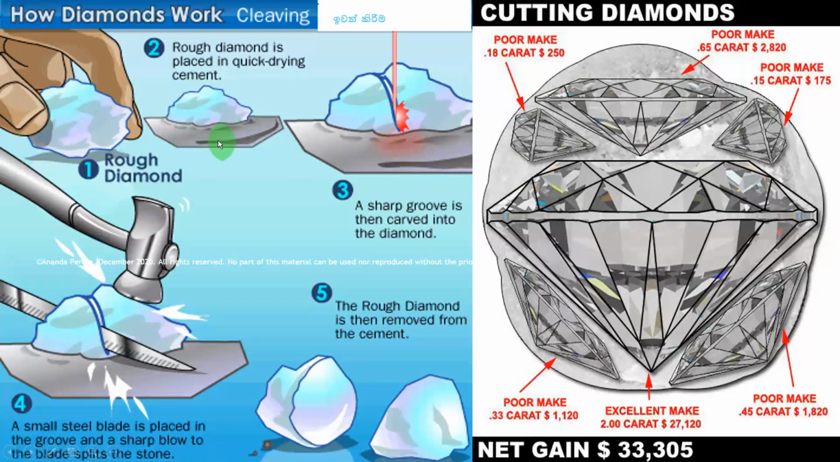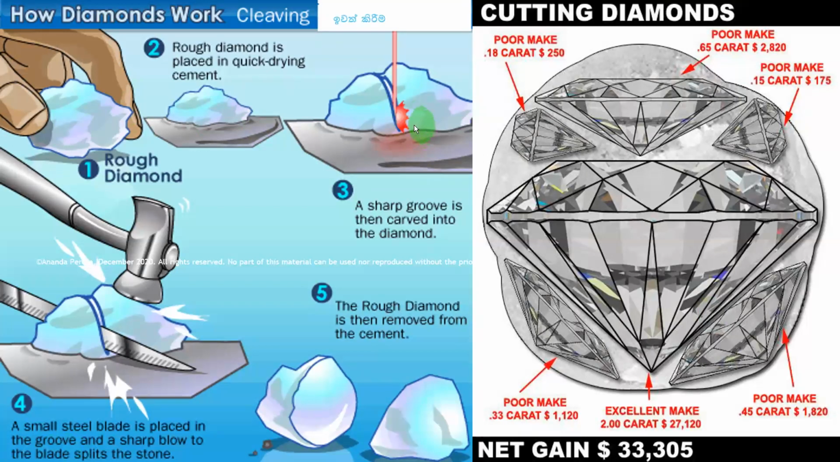Fix with the diamond. Then, third, a sharp groove is carved into the diamond. We are solving it. With a laser beam, we can cut it with a laser beam. Number 4, it is this. Let's look at number 4. A small steel blade is placed in the groove and a sharp blow to the blade splits the stone. Then we can break it into 2. 5. Now it is 2. The rough diamond is then removed from the cement. This is the way we are cutting into 2.